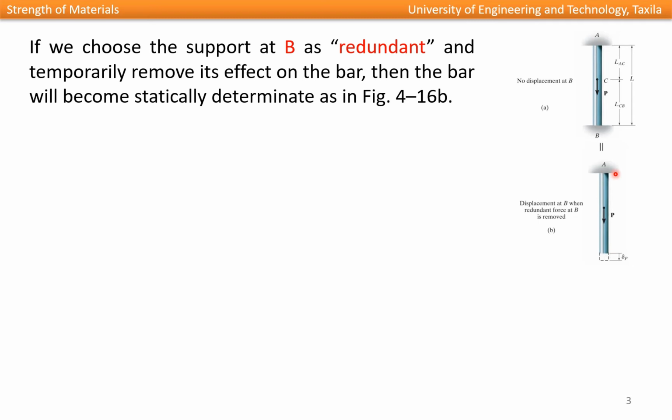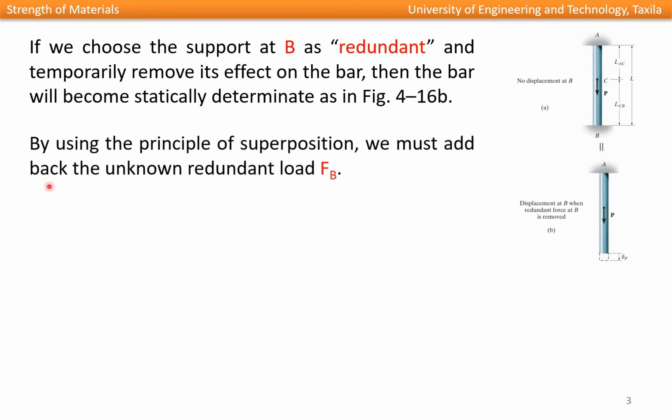So as a first step, we remove the extra reaction which is making the structure statically indeterminate, and due to the applied load we find the displacement caused by this loading, which is delta P. This delta P can be determined using the load displacement relationship, delta equals PL over AE. By the principle of superposition, we must add back the unknown redundant load FB.